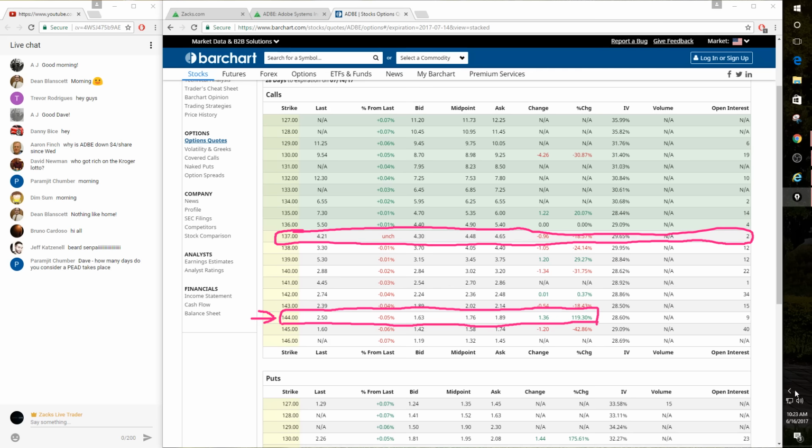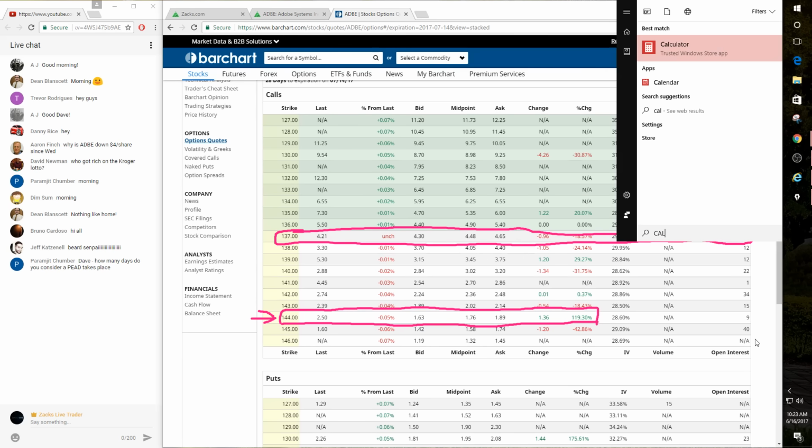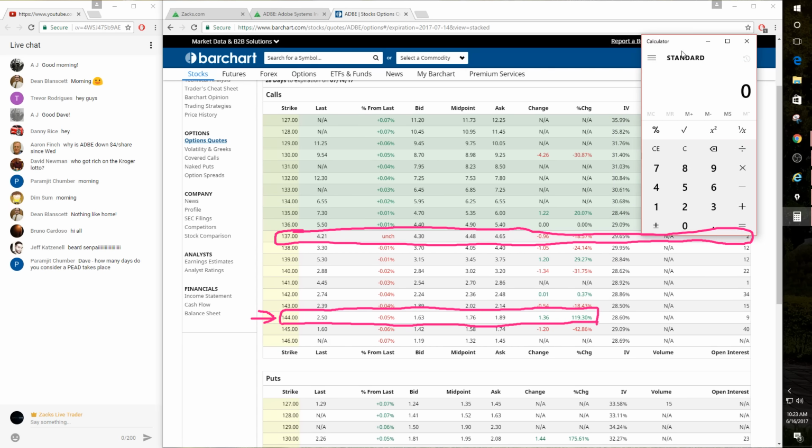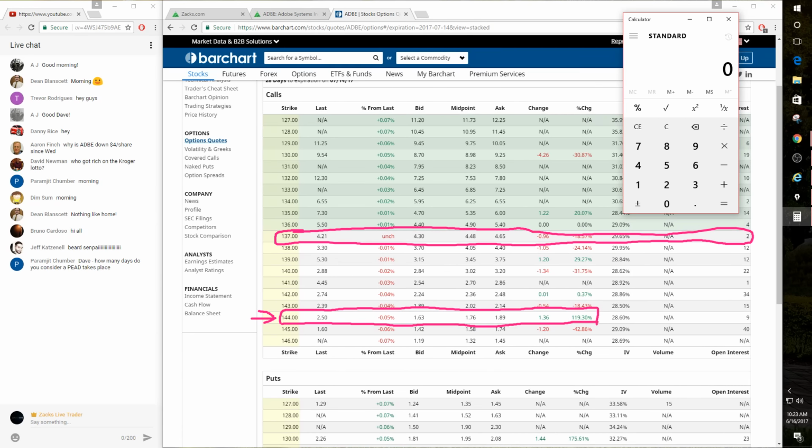Just to get a basis, and maybe I should stop closing my calculator. That would probably be a good idea. I'm going to try to remember to not close this calculator. Okay. So the 137 call, if you're going to go long that, probably going to cost you about 448. Simultaneously shorting the 144 call, you're going to get back $1.76. That's 272 is your outlay here, right?